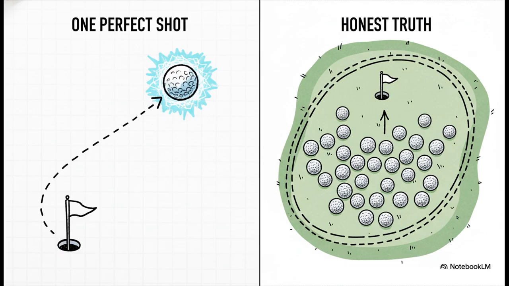We all love to remember that one shot we flushed, the one that flew perfectly at the pin. But dispersion data, well, it gives you the cold, hard truth about your typical shot. And that is so much more valuable when you're trying to plan your way around the course.